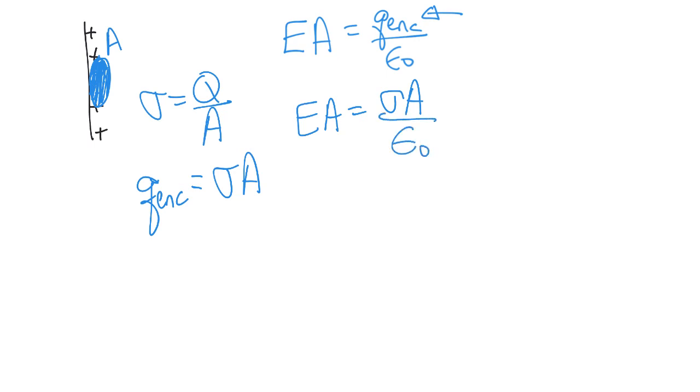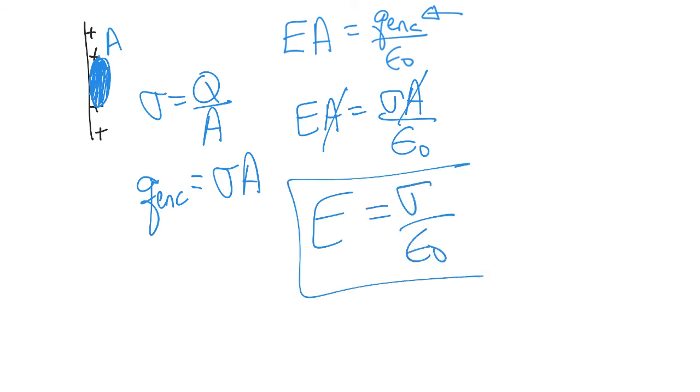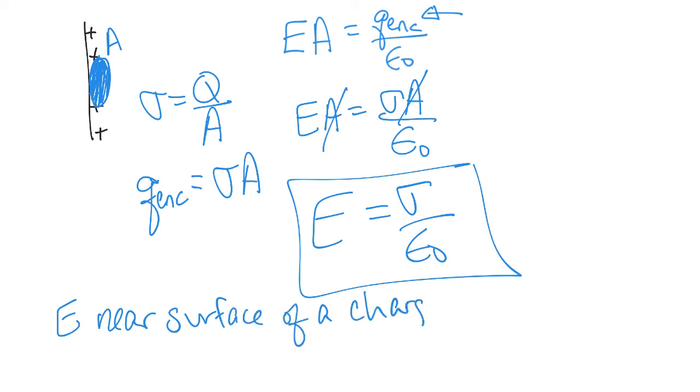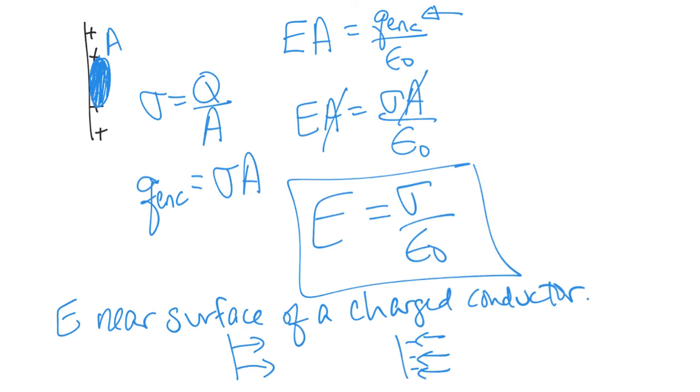Guess what? The area of our Gaussian surface, those little end caps, did not matter. And we get this very important result, which is that the electric field near the surface of a charged conductor, which will be used over and over and over, is sigma over epsilon naught, and of course it is perpendicular to the surface. If it was a negatively charged conductor, then it would point the other way.